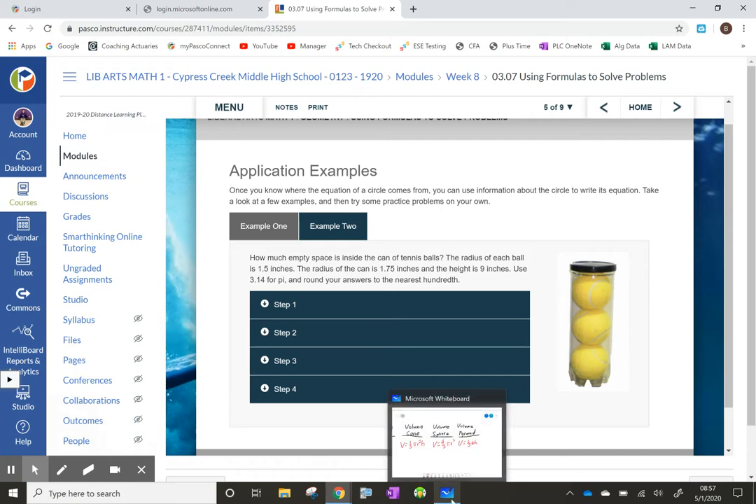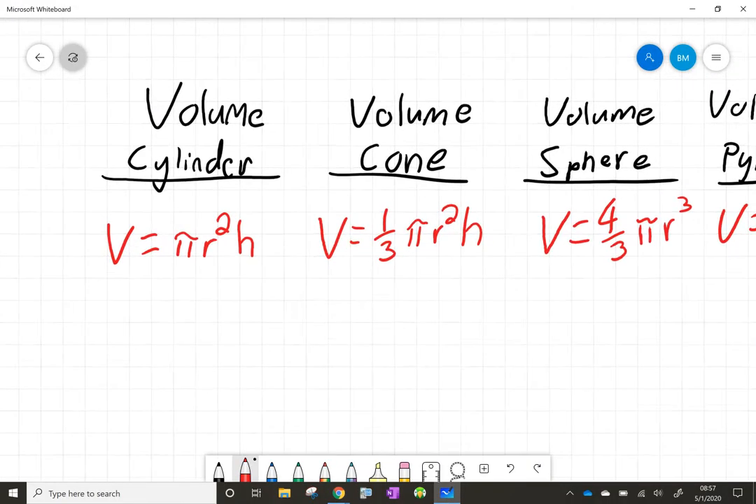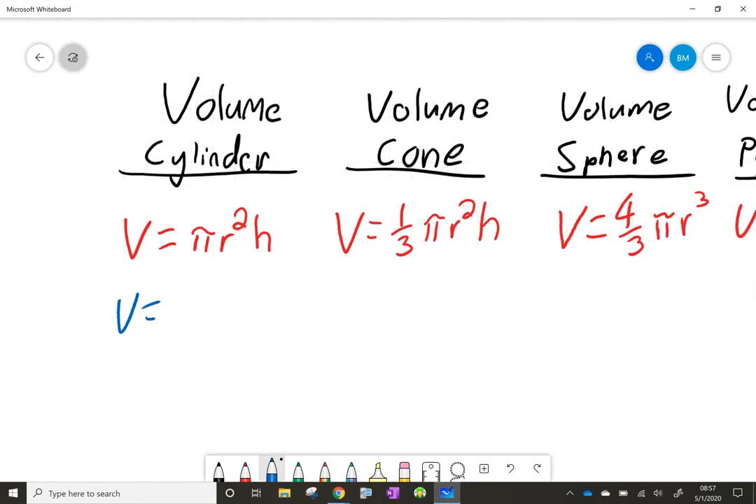So I have the formula, and it tells me in the problem that the radius of the can is 1.75 inches and the height is 9 inches. So volume of a cylinder, let's go to that. So the volume is going to equal pi. Now the radius was 1.75. We're going to square it, and then the height was 9.